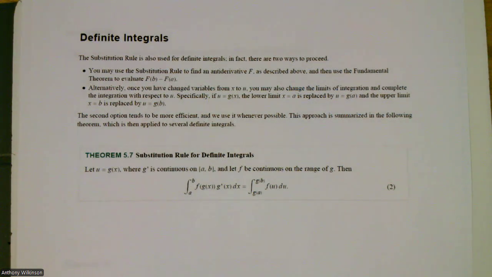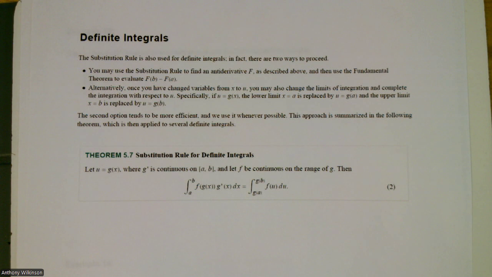One is this: you may use the substitution rule to find the antiderivative F as described in a previous video, and then use the fundamental theorem to evaluate F of b minus F of a. So you can first integrate as we normally did in the previous examples in section 5.5, and then use the fundamental theorem of calculus by doing F of b minus F of a. You can refer to that in section 5.3 when we talked extensively about that.